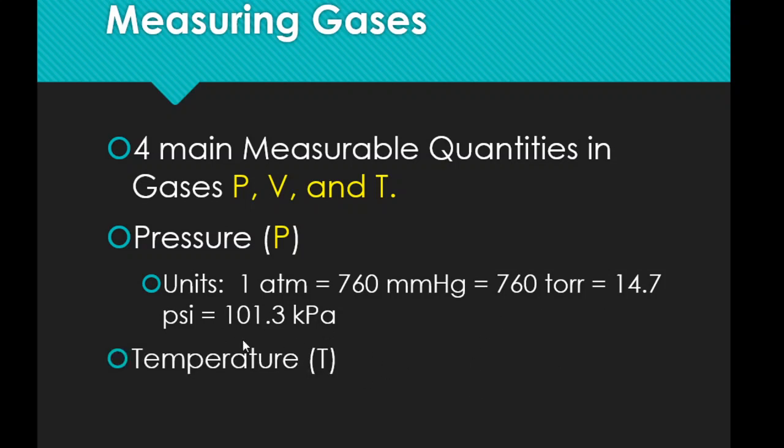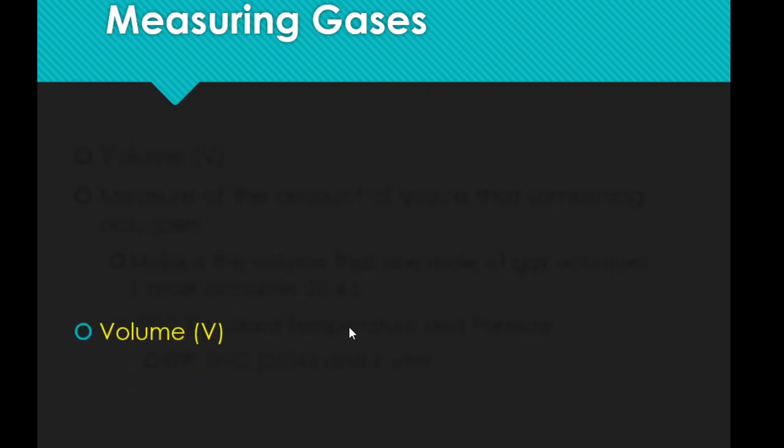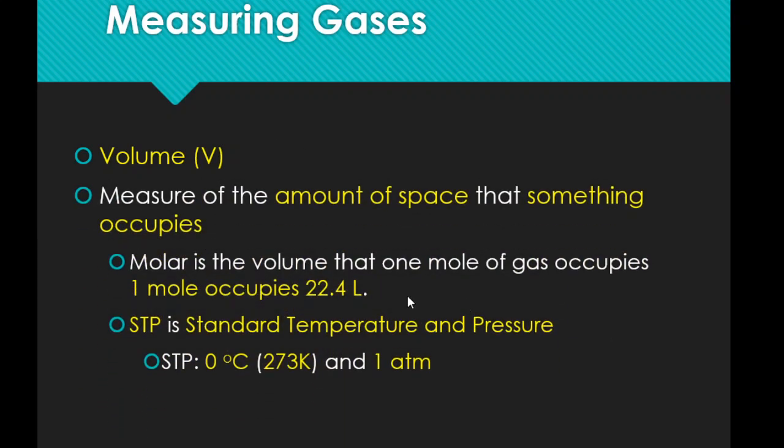Then we have temperature, and of course temperature is in kelvins, is T, okay? Then we have volume, which is V, and basically volume is the measure of the amount of space that something occupies. If you remember when we talked about mass in the beginning, mass is about how much stuff is inside something. Volume is about how much space it takes up. So it occupies in the world.